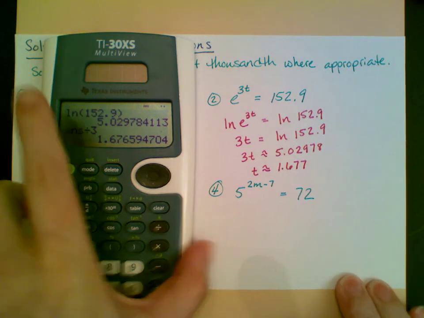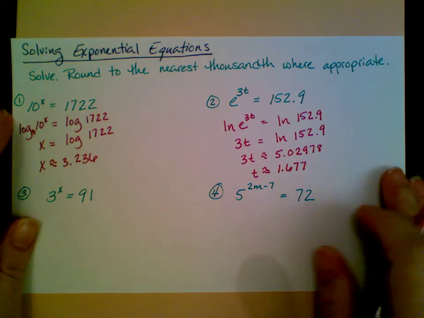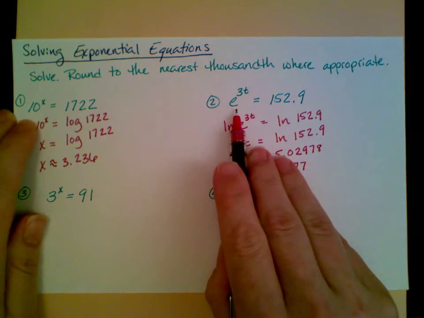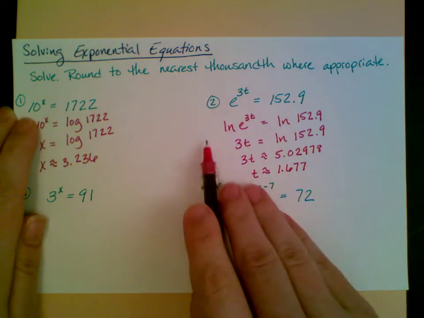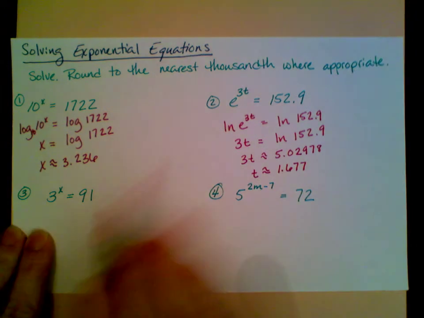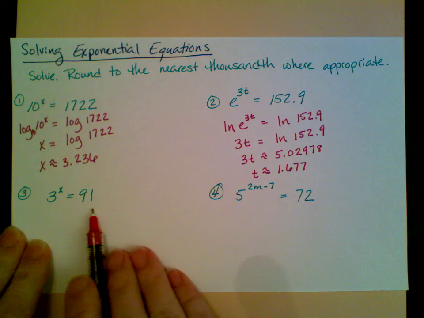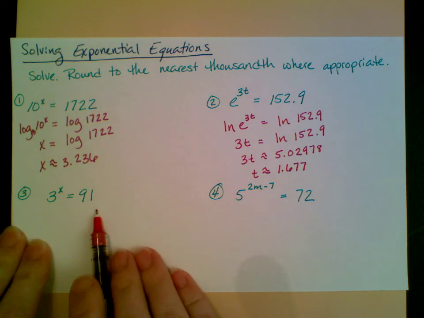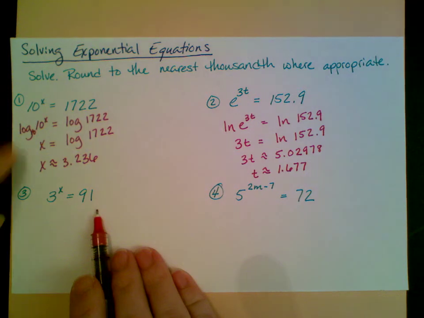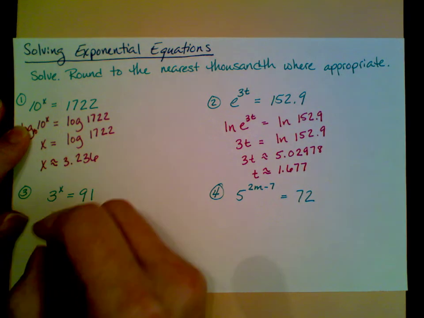Now let's look at number 3. Notice with number 1 and 2, if I take the log base 10 or a log base e, a common log or a natural log, I have buttons on my calculators for those two. If I tried to take log base 3 of both sides, well, technically I can take log base 3 of both sides, but it's not going to be very helpful with my calculator. So what I'm going to do instead is use a completely different property.